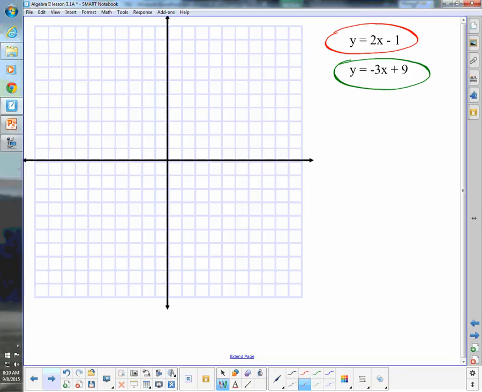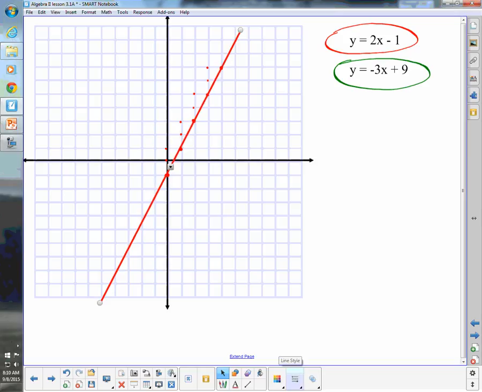Right, my y-intercept is negative 1, so I'm going to put the y-intercept right there. My slope is 2, so I'm going to go up 2, over 1, up 2, over 1, up 2, over 1. Keep doing this until we get our slope correct. Now we're going to graph the line. Like this. Now once that line's graphed, what the line represents basically is all the solutions for this equation.